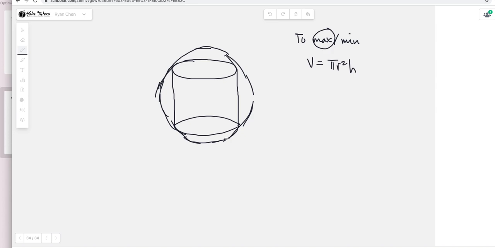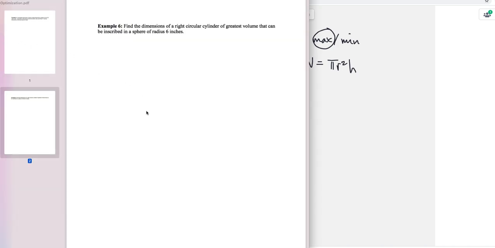Got it. So obviously there are two variables. That's a problem, and we therefore need a constraint function. What other information are we given to help us with the constraint function? The sphere's radius is 6 inches.